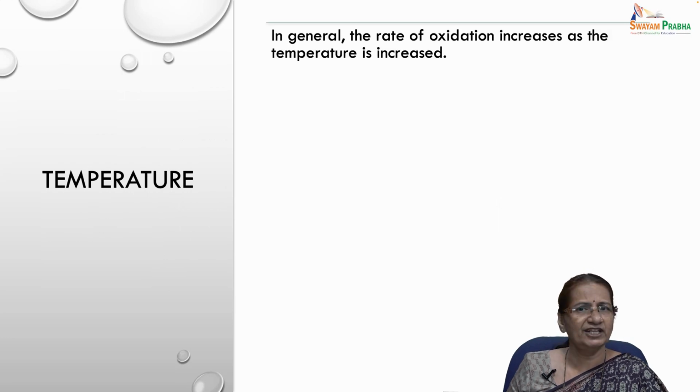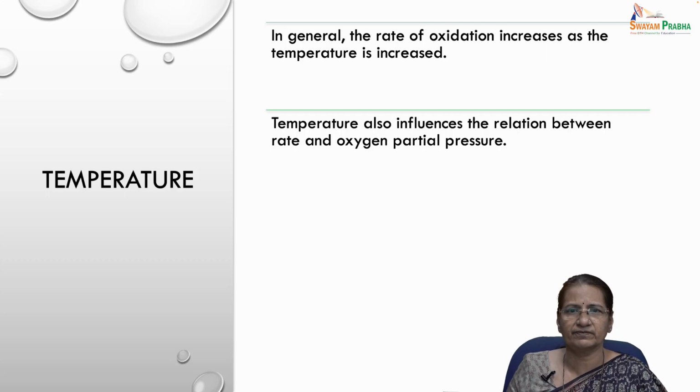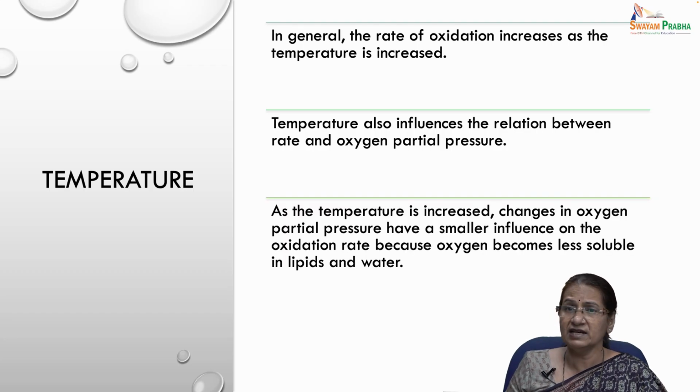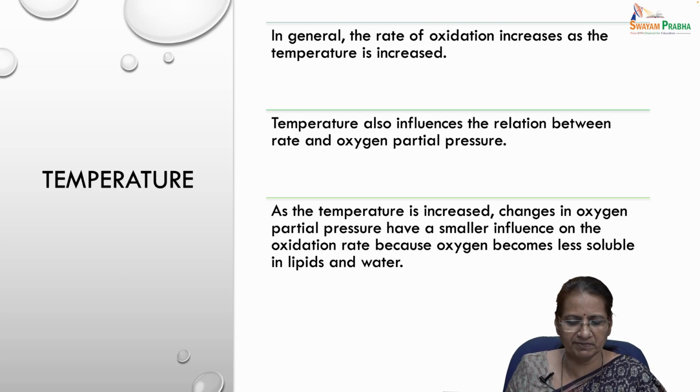Temperature. In general, the rate of oxidation increases as the temperature is increased. Temperature also influences the relation between rate and oxygen partial pressure. As the temperature increases, changes in oxygen partial pressure have a smaller influence on the oxidation rate because oxygen becomes less soluble in lipids and water.